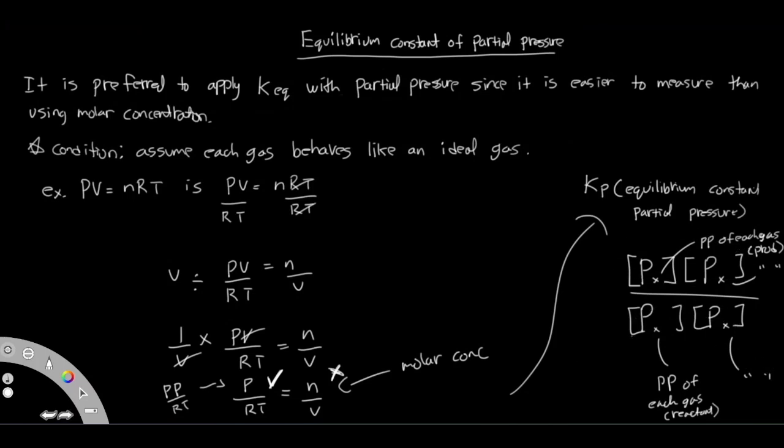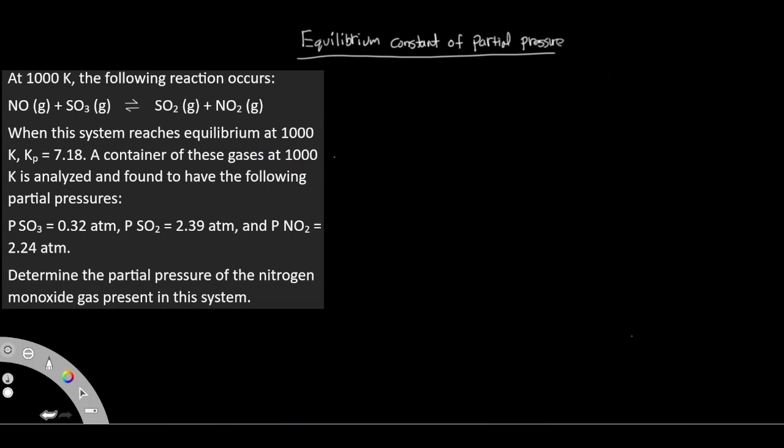So let's give a try with a few examples. At 1000 Kelvin, the following reaction occurs. Does it look pretty balanced? It looks pretty good to me. And this system reaches equilibrium at 1000 Kelvin. Kp is equal to 7.18. Okay, so I'm just going to write out over here 7.18.